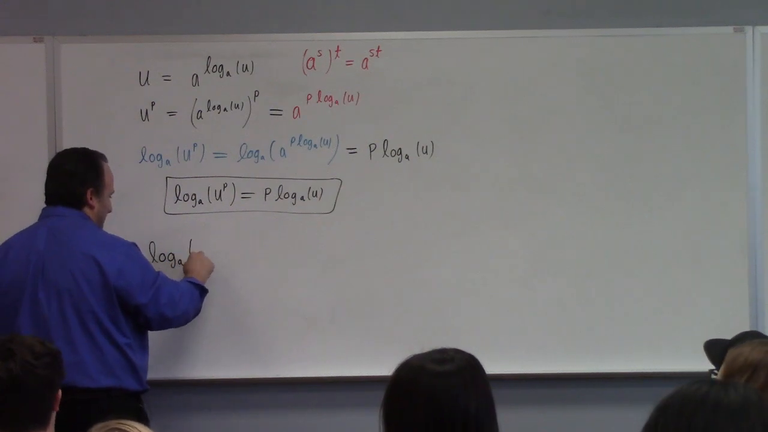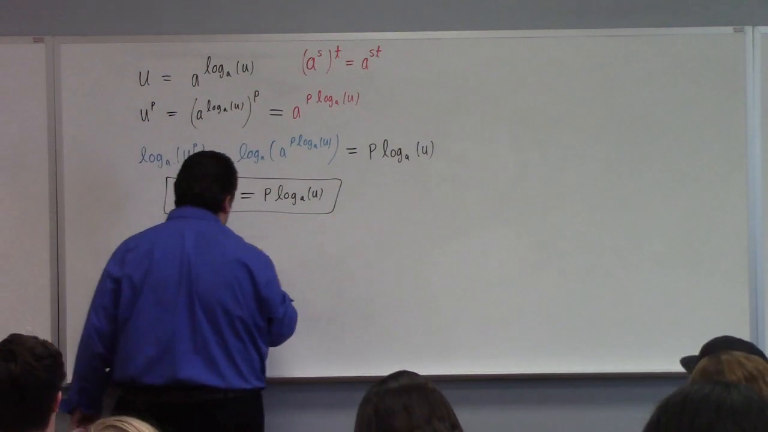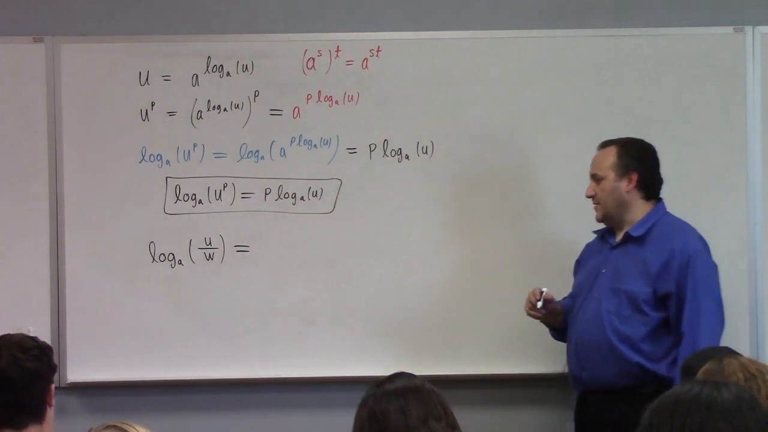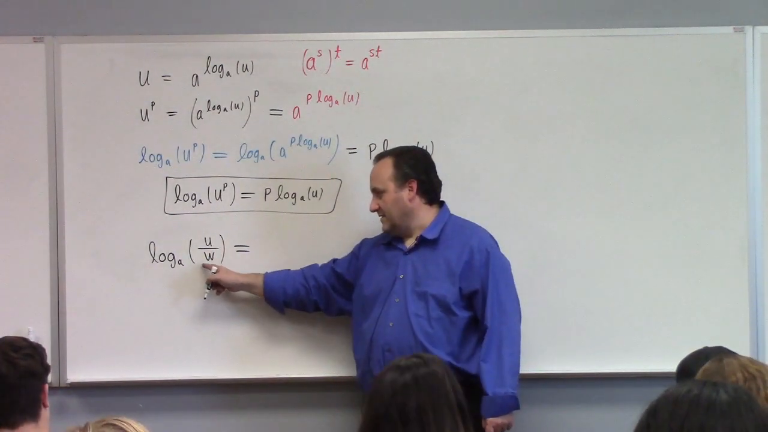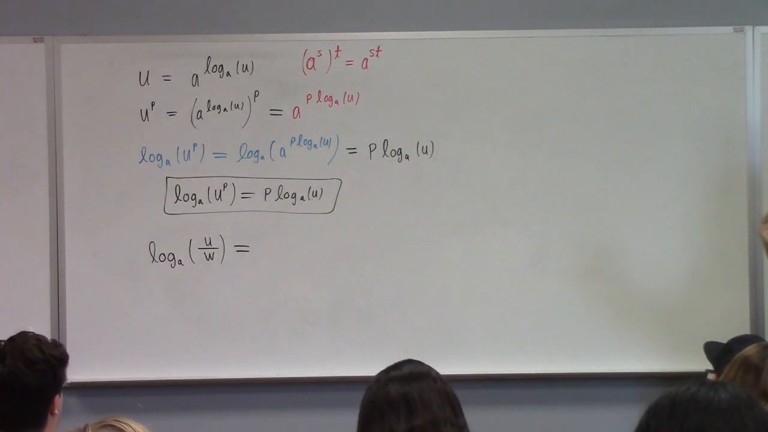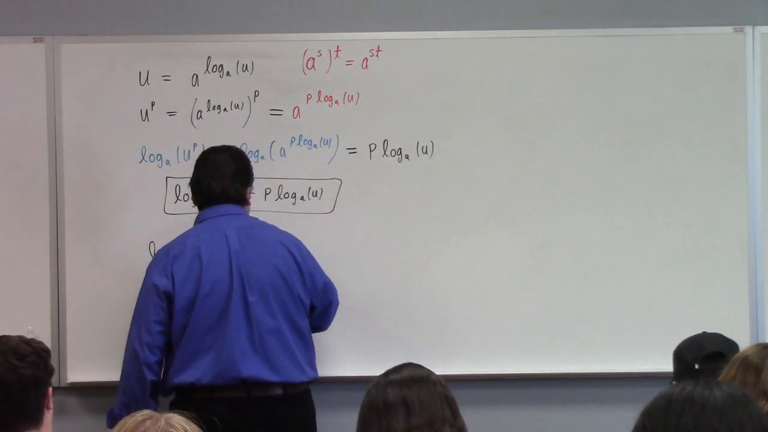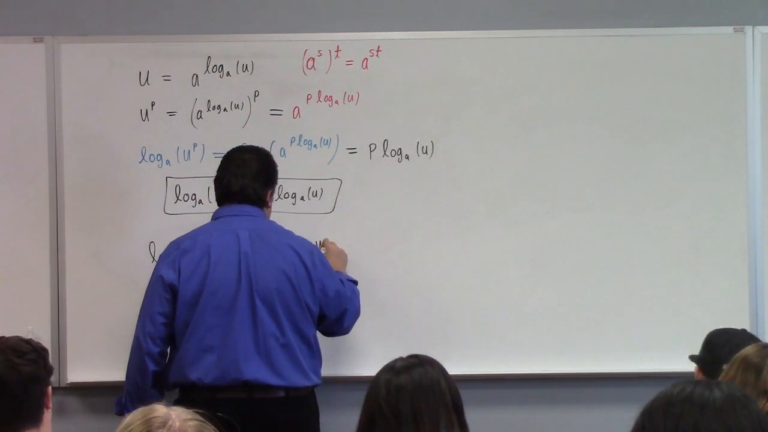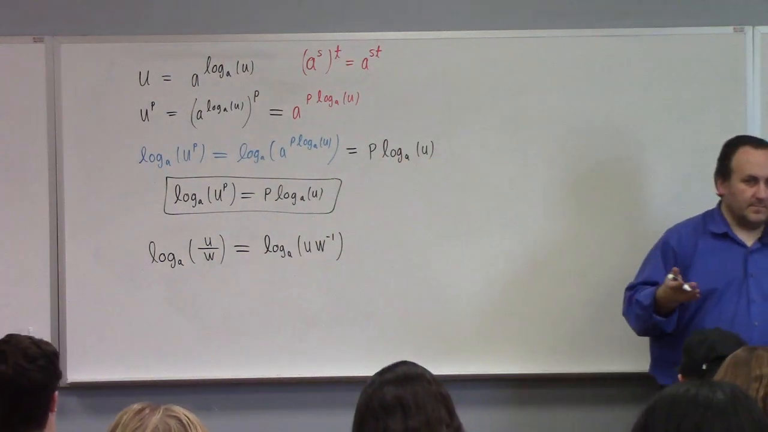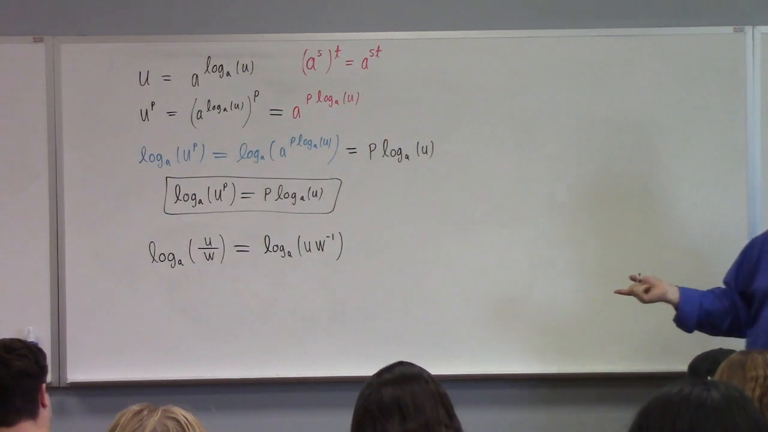Log base a of u over w, that was the other one. Exponential, right? So then this we could write as a product. This is log base a of u times w to the minus 1. Do we agree? So then I can use the property that I proved at the start of class to write that as a sum of the logs.